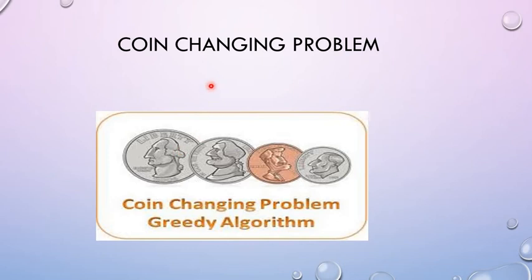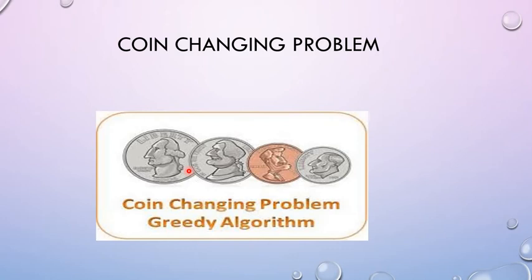Now we see a simple greedy method example problem. What is the coin changing problem? They have given a lot of coins. We have to change the rupees into coins, and the number of coins should be minimum. That is the problem we are going to see.